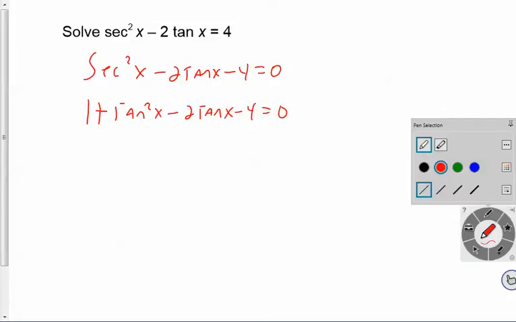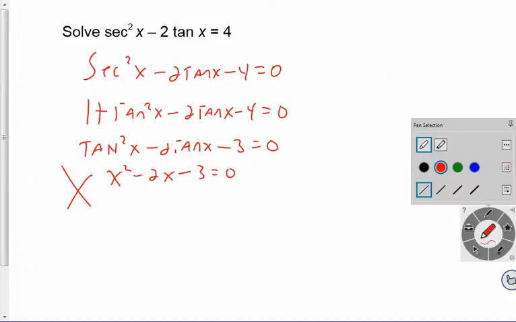So now what does that do? That gets us tan squared x minus 2 tan x minus 3 equals 0. You got this. So then I guess that's negative 3 and negative 2, so that's negative 3 and positive 1. And the cool thing about this is when a is 1, you can just say, well, then it's x minus 3.